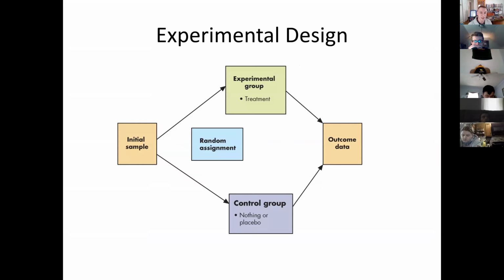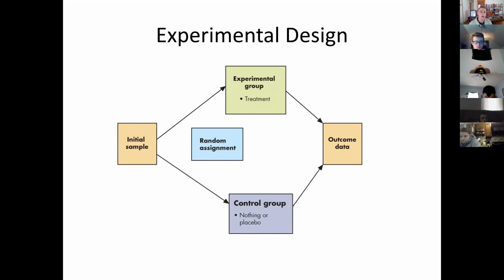And so what you have right here is the basic model, the basic setup for an experiment. You have an initial sample, so you would have a random sample of college students at Marywood. And then from that random sample, you have what's called random assignment into an experimental group or a control group. What the random assignment seeks to accomplish is to equalize differences between individuals in the initial sample between the experimental group and the control group.